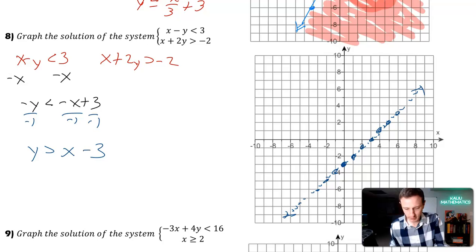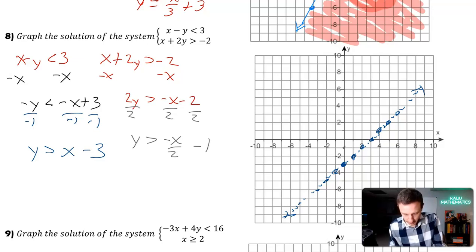And then my other inequality is going to be subtract x from both sides. So 2y greater than negative x minus 2, divided by 2. Y is greater than negative x over 2 minus 1. So that's going to be y-intercept of negative 1, down 1 over 2, or up 1 over 2. And we want a dotted line again.